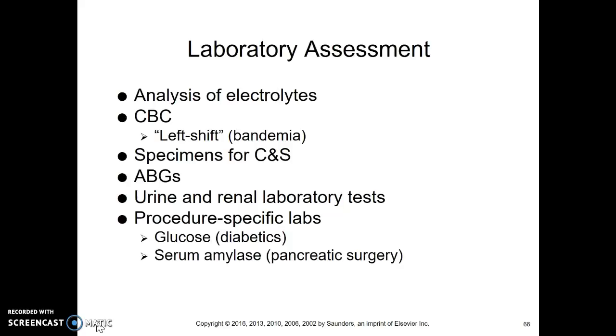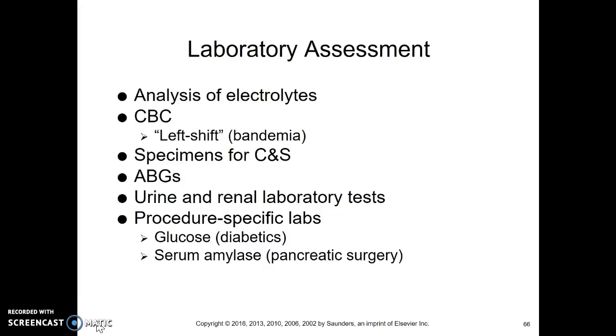These are some of the laboratory assessments that are typically done in the postoperative period. They want to look at electrolytes because of fluid loss during surgery. They also want to look at a complete blood count. And they're looking for white blood cell count to see if there's any elevations, but also a condition called bandemia, which is when neutrophil count is greater than 6%. And that means that you have a high level of neutrophils, which are immature cells. So they're being produced too rapidly to fight off an infection.